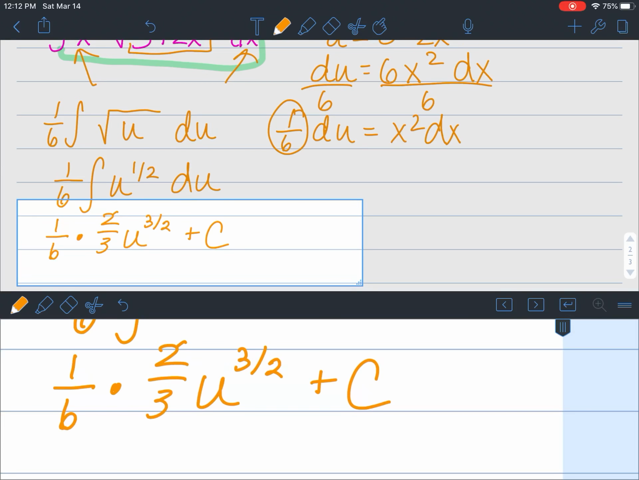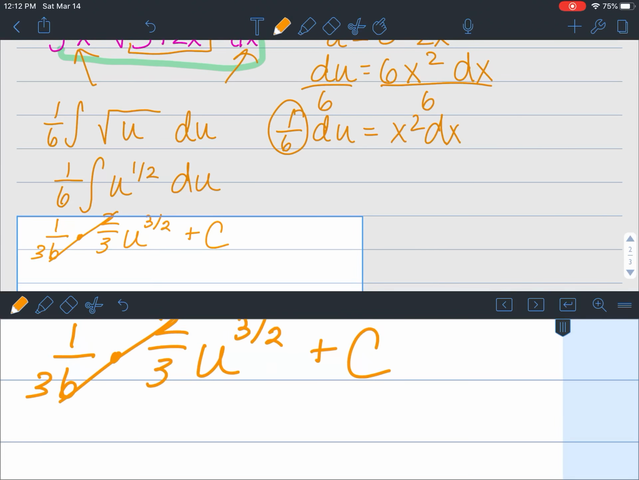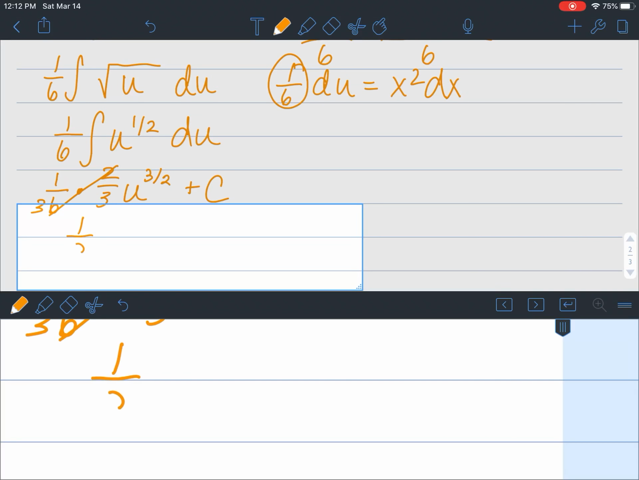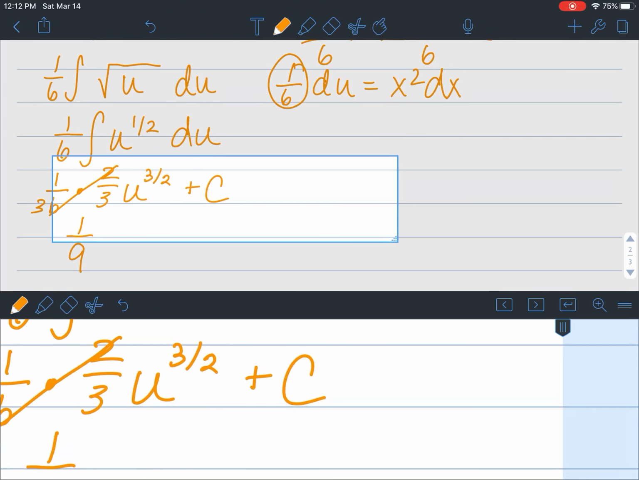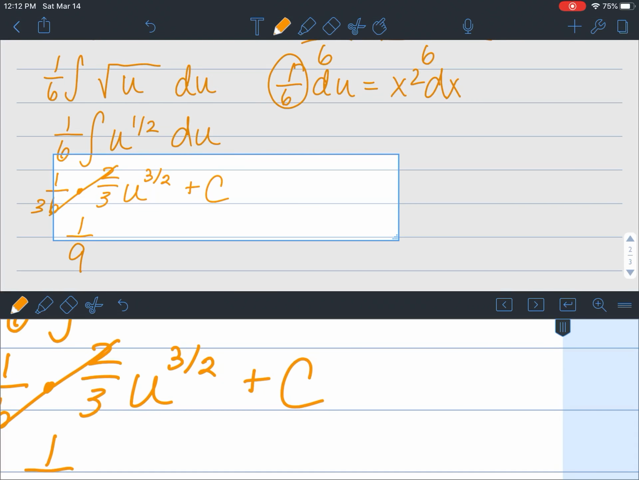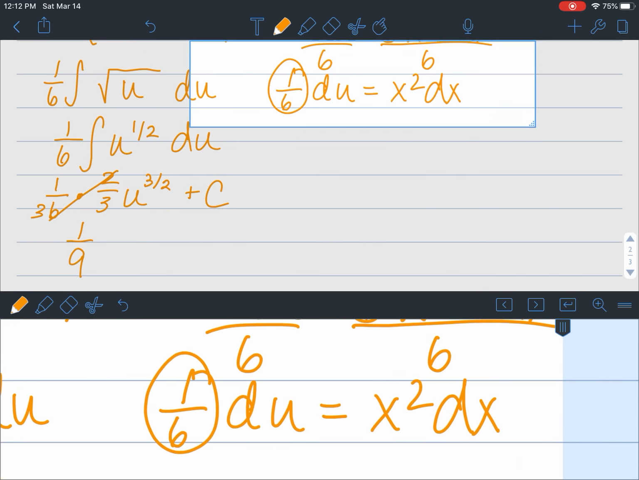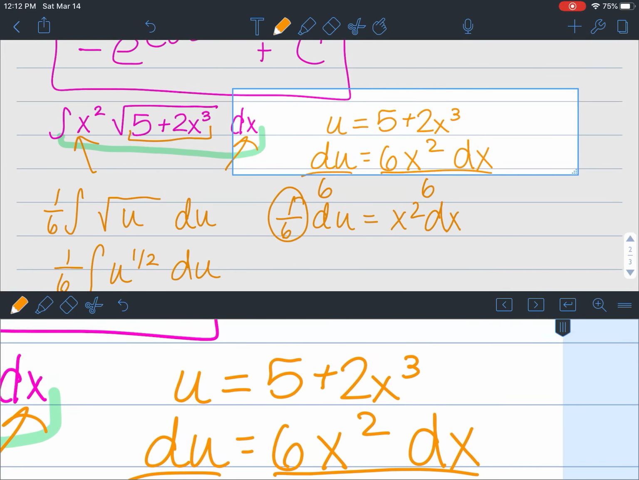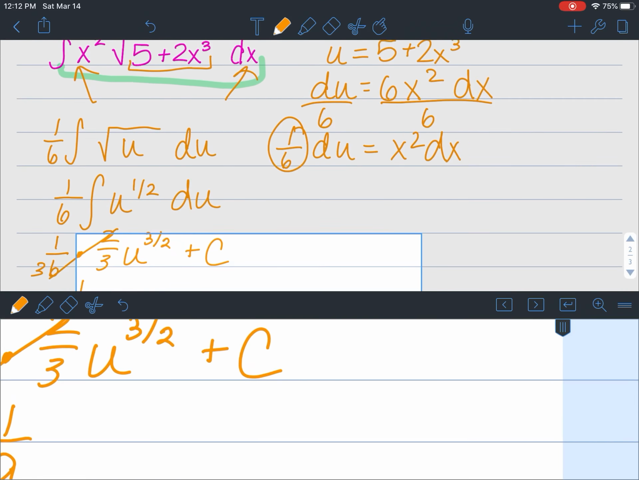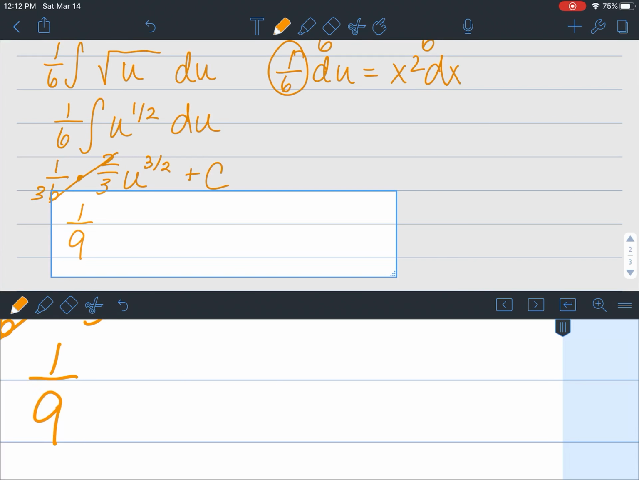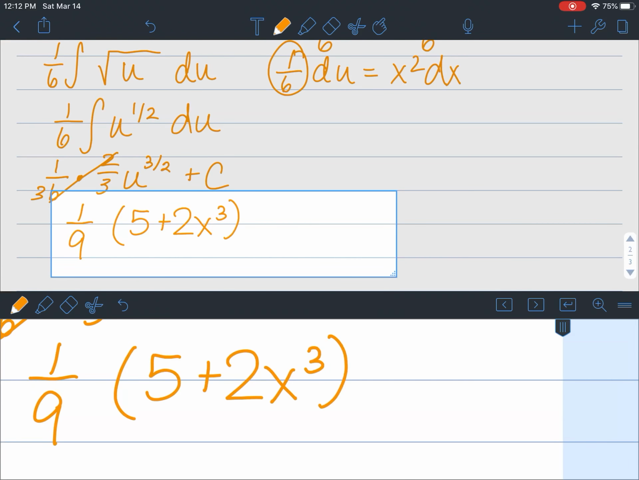Okay, so I'm going to clean it up a little bit. I'm going to make this a 3 down here. So now that's 1/9. And now I'm also going to sub back in the u. Remember, you made u up, so nobody cares what u is. Come back up here. U was 5 plus 2x cubed. So that's what we're going to sub back in down here. 5 plus 2x cubed to the 3/2 plus c.